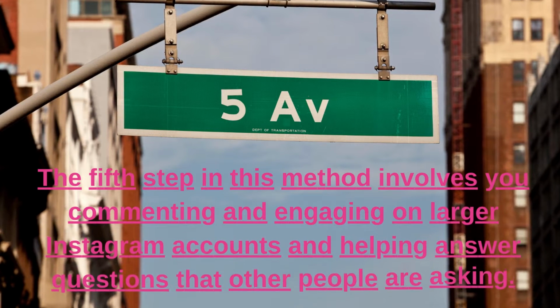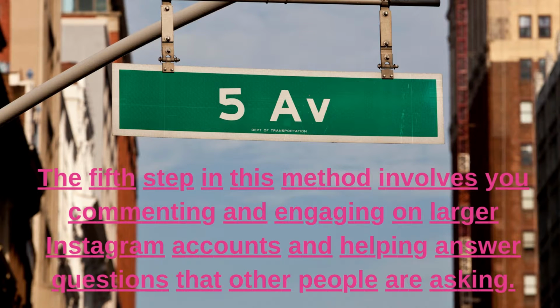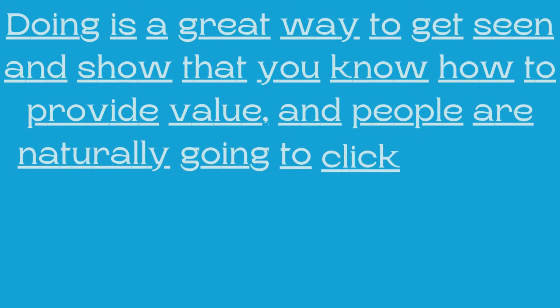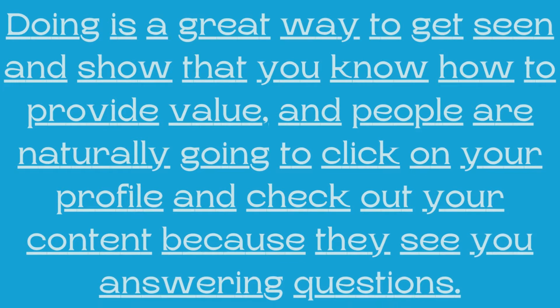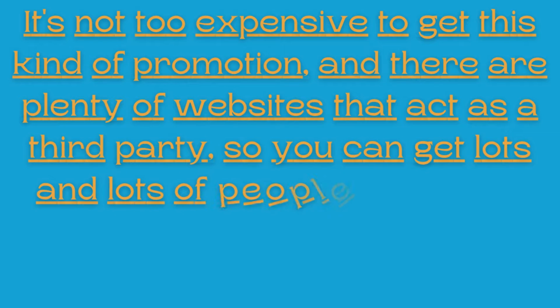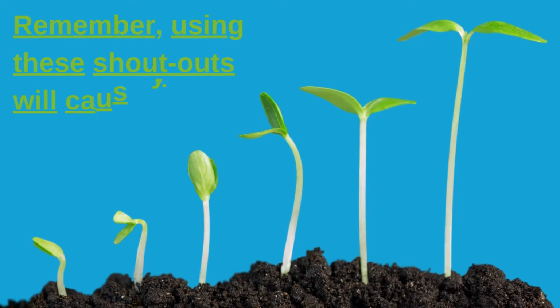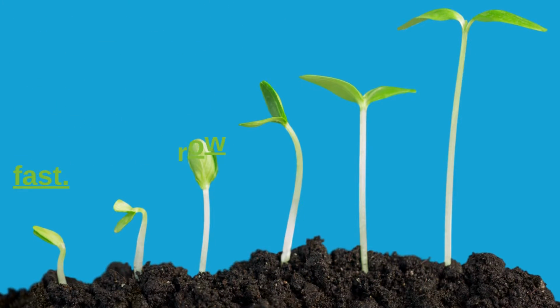The fifth step in this method involves you commenting and engaging on larger Instagram accounts and helping answer questions that other people are asking. Doing this is a great way to get seen and show that you know how to provide value, and people are naturally going to click on your profile and check out your content because they see you answering questions. The sixth step of this method is flat out paying for exposure like shoutouts. It's not too expensive to get this kind of promotion, and there are plenty of websites that act as a third party, so you can get lots and lots of people to shout out your account. Remember, using these shoutouts will cause your account to grow fast.